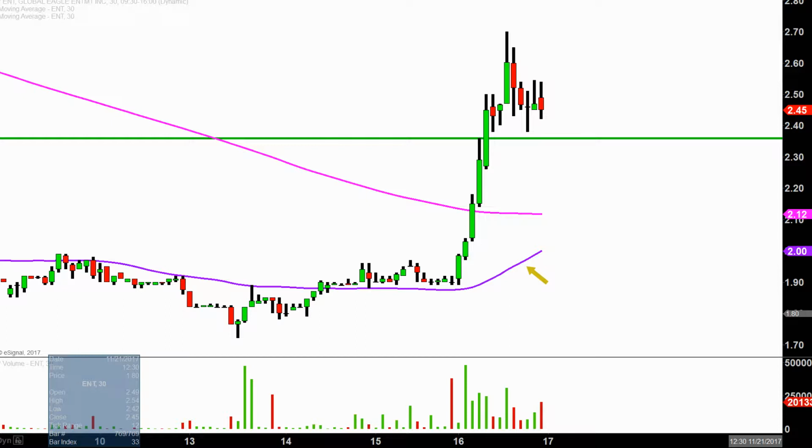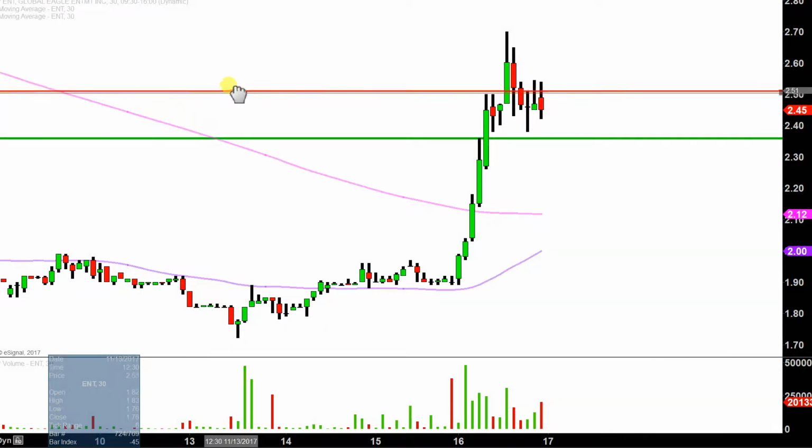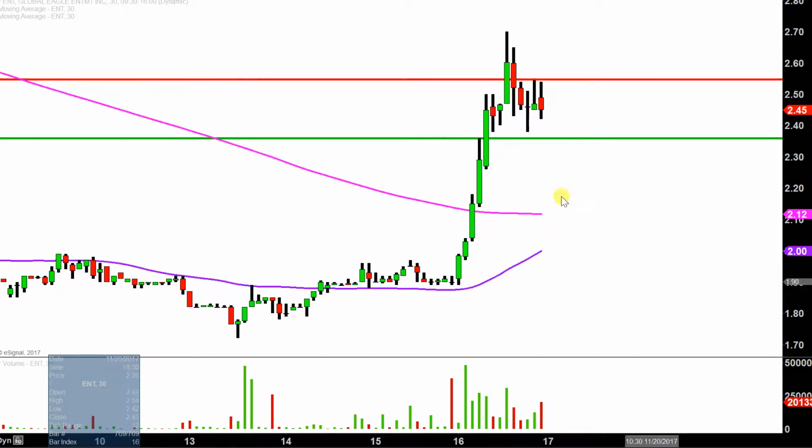Now, what about areas of resistance? As far as levels of resistance are concerned, the initial one is more of a short-term one. Good news is the price didn't close terribly far away from it, but that's right here at $2.55. You can see this afternoon several times the price tried to bounce back up above there, but almost like a little miniature channel formed here with the top of that channel being 2.55.